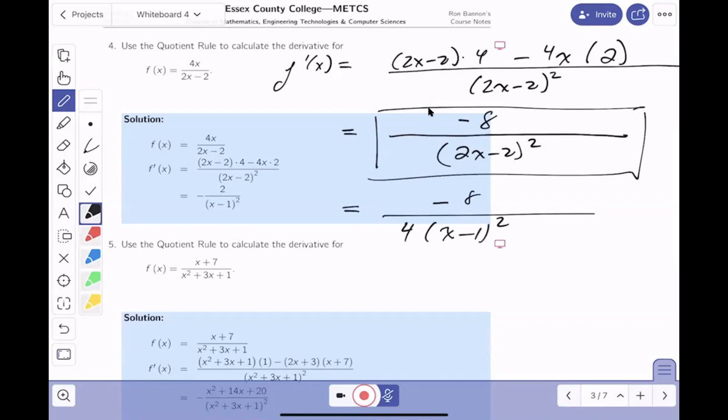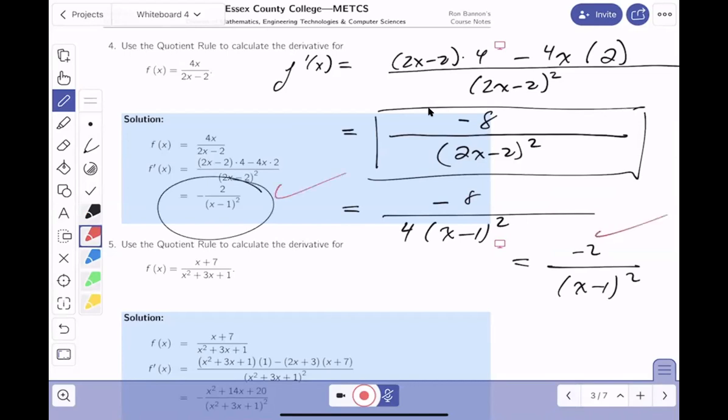Yeah, you need to know algebra. And what does this give us? Lo and behold, minus 2x minus 1 squared. That's what we're looking at over here. All right. So that one's done.